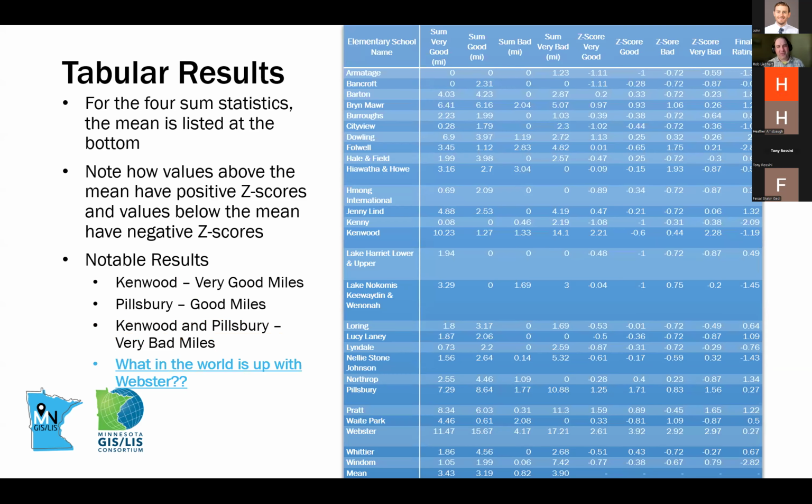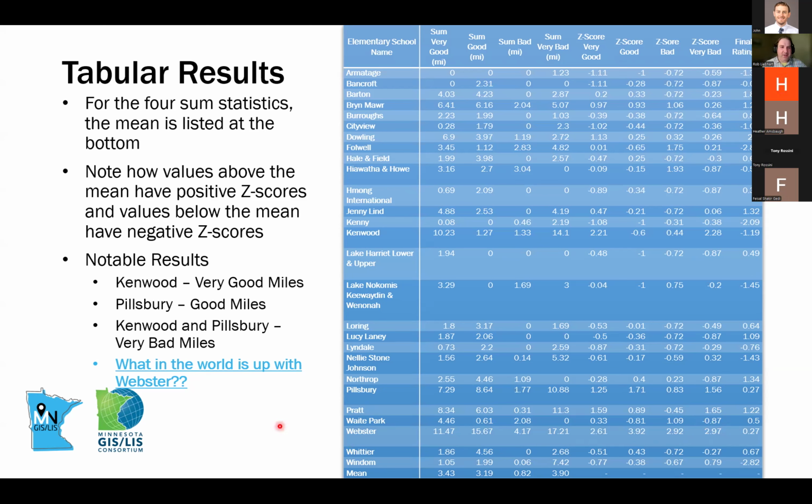Those of you who like to look for extreme values have probably had your eyes drawn to Webster Elementary School down here, who has double digits in almost every category. 11 and 15 miles of bike infrastructure. How are there even 26 miles of bike infrastructure in a single school attendance zone? As well as 17 miles of very bad infrastructure. All of these values are way above the average, way above the mean. And so you can notice that Webster has positive z-scores. This is numbers of standard deviations above the mean. So 2.6, 3.9, 2.9, and 2.9 standard deviations above the mean. These are all extremely high values.